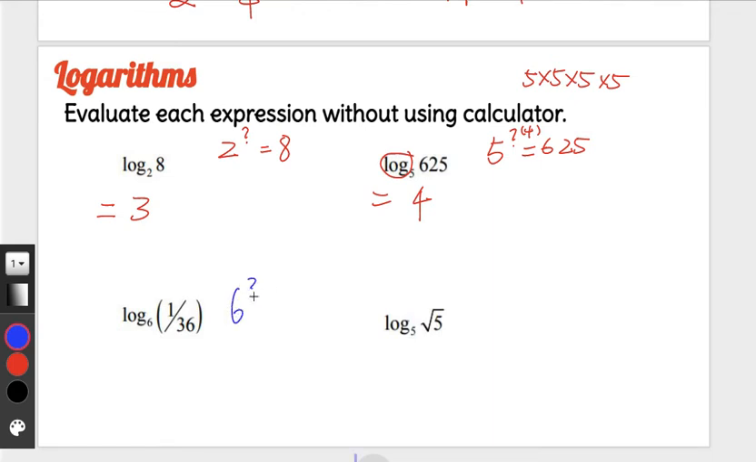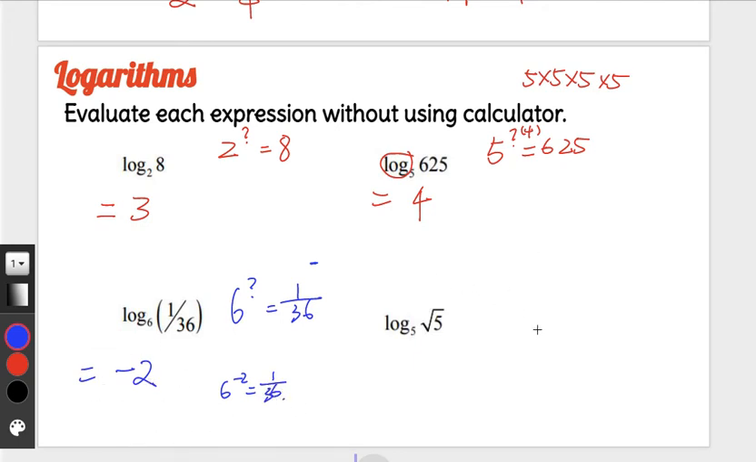This question is actually straightforward: 6 to what power is 1 over 36? Do not forget, whenever we see 1 over, that indicates a negative exponent. And we know 6 to the second power is 36. So that means this is negative 2. So this one means 6 to the negative 2 power is 1 over 36. Of course, this answer is going to be negative 2.